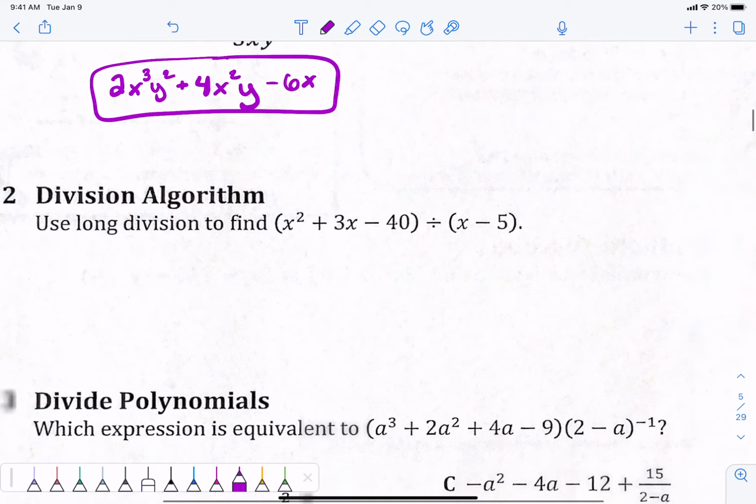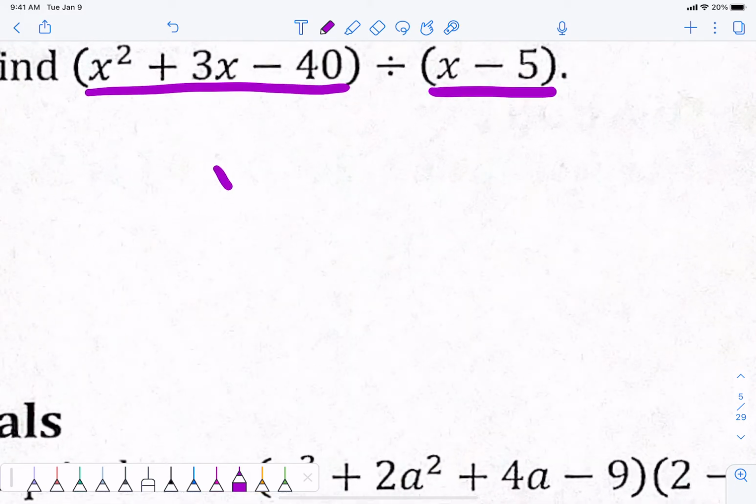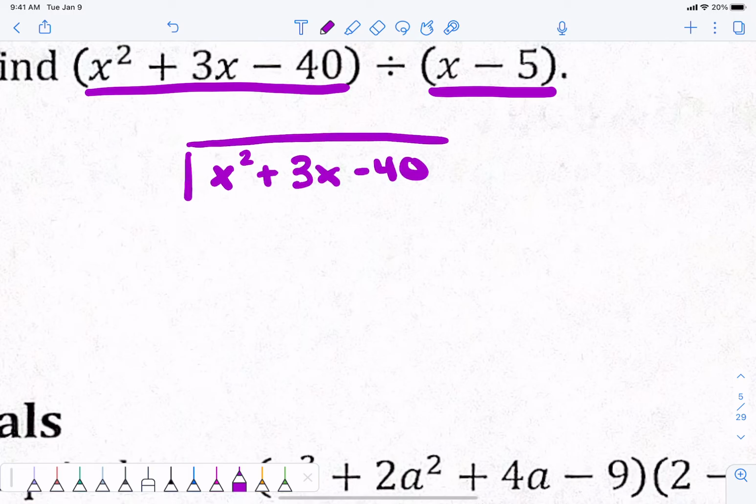Are you ready to start your division? Boom, we're ready. We can do it. So we are taking this trinomial and we're dividing by this binomial. Let's go ahead and set it up. We're going to put the x squared plus 3x minus 40 inside, and the x minus 5 goes on the outside, kind of like we did when we were dividing by 2.